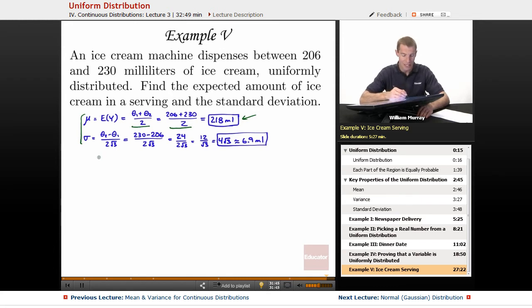Standard deviation is probably not something you would guess, but if you have the formula handy, it's theta 2 minus theta 1 over 2 root 3. So I just plugged in the theta 2 and theta 1 into those values there, and I simplified it down to 4 root 3, and I got a decimal approximation. That's about 6.9 or about 7 milliliters. So that's your standard deviation in an ice cream serving.